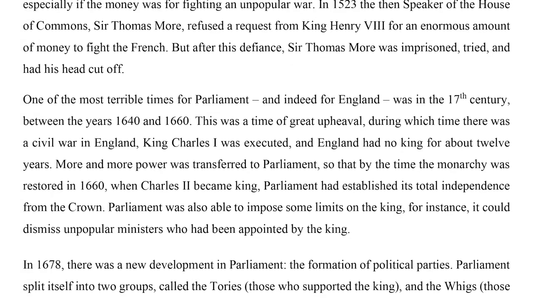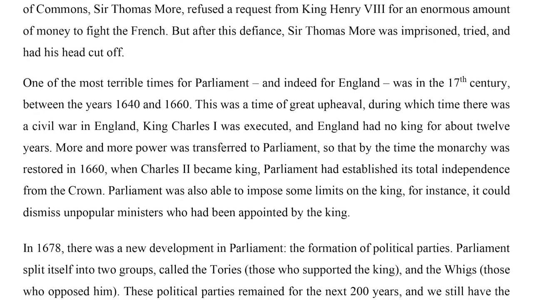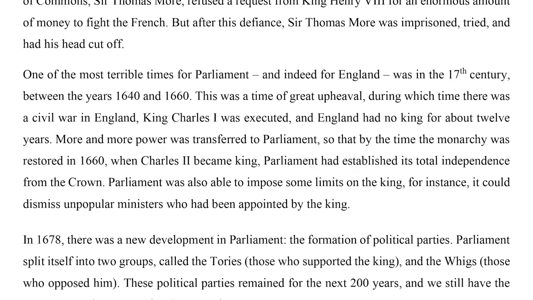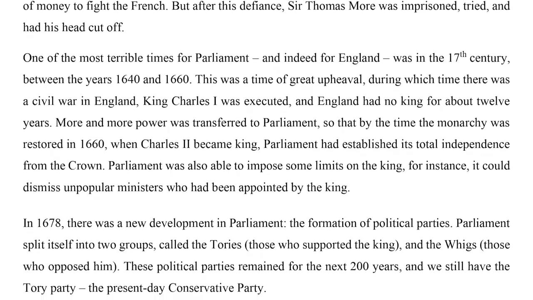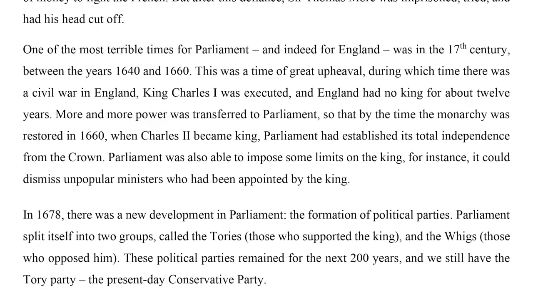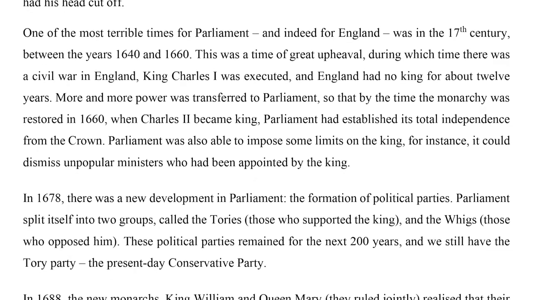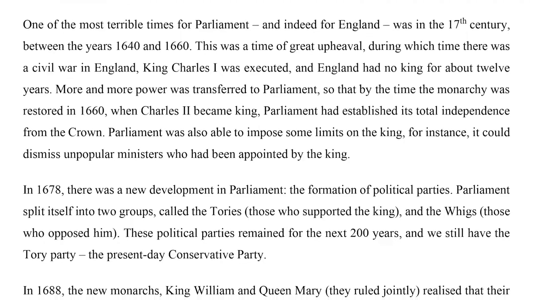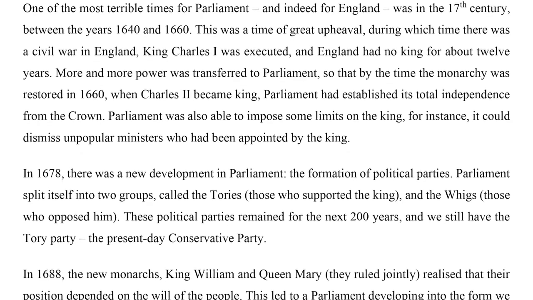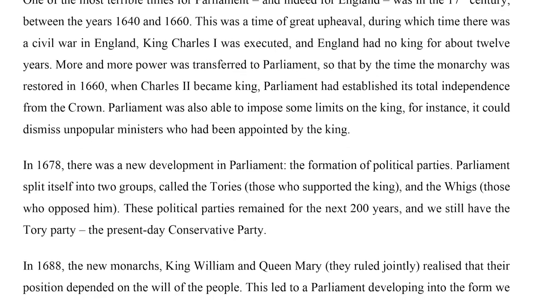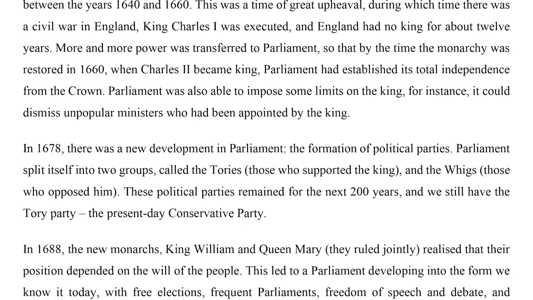One of the most terrible times for Parliament, and indeed for England, was in the 17th century between the years 1640 and 1660. This was a time of great upheaval, during which time there was a civil war in England. King Charles I was executed, and England had no king for about 12 years. More and more power was transferred to Parliament, so that by the time the monarchy was restored in 1660, when Charles II became king, Parliament had established its total independence from the crown. Parliament was also able to impose some limits on the king. For instance, it could dismiss unpopular ministers who had been appointed by the king.